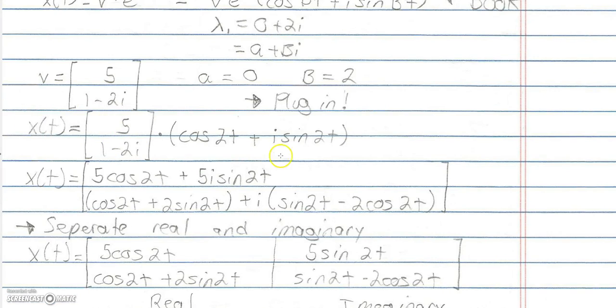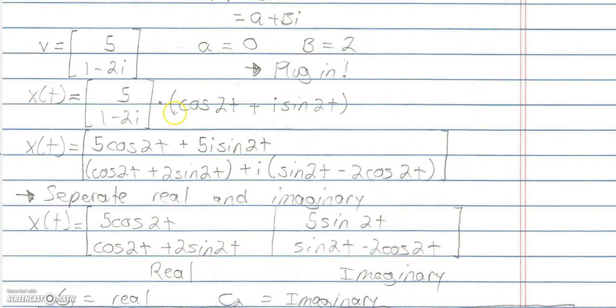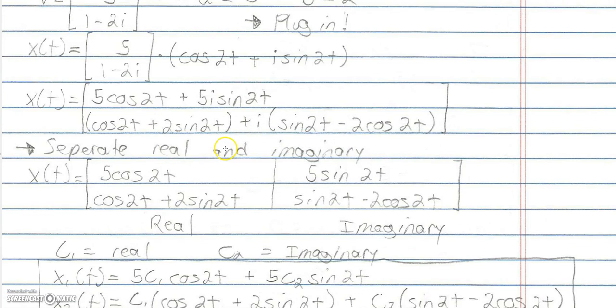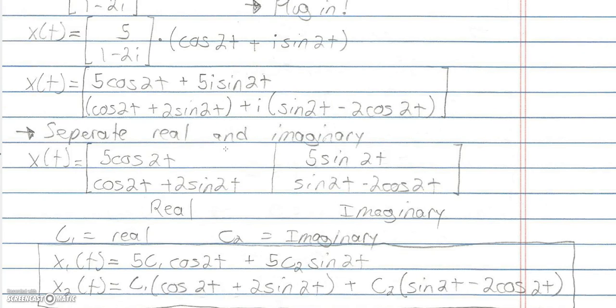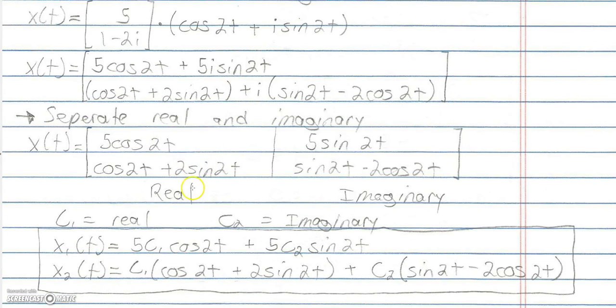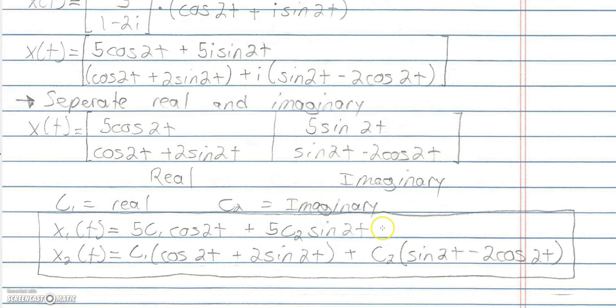So what it looks like, we just first plug it in, and we're going to do some matrix multiplication. Not much matrix multiplication, since this is not a matrix. So it's going to be this times the 5, and then this times the bottom, 1 minus 2i. And we're going to end up with this right here. So now we need to separate the real and imaginary numbers. So we're going to put the reals on the left and the imaginary on the right. And we're going to be using C1 as the real numbers and C2 as the imaginary numbers.